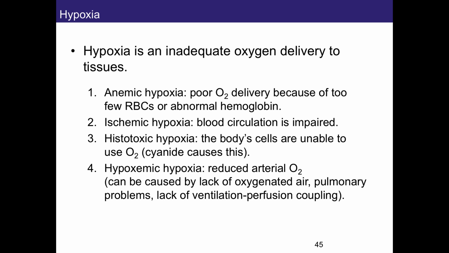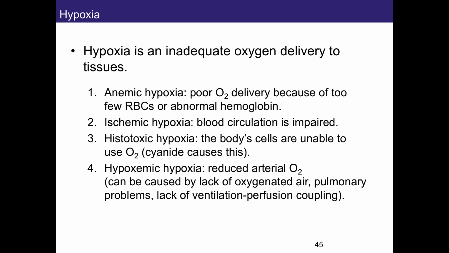That's important. Ischemic hypoxia is when blood circulation is impaired. In the heart, you can cause ischemia if you have blocked blood vessels. Cholesterol builds up, it blocks the coronary arteries, you don't get blood to certain parts of the heart, and it causes necrosis. It causes cells to die. That would be ischemic hypoxia.